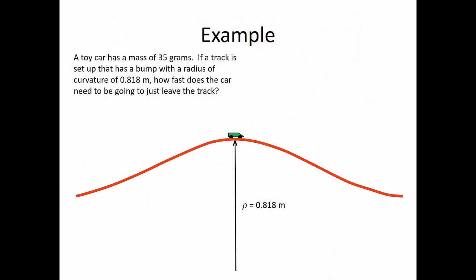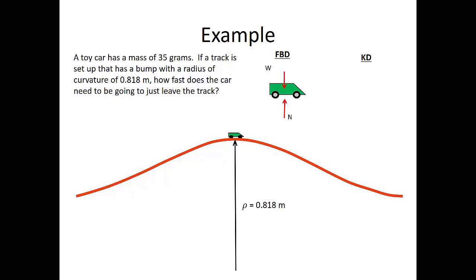Here's an example. We have a toy car that has a mass of 35 grams. If a track is set up that has a bump with a radius of curvature of 0.818 meters, how fast does the car need to be going to just leave the track? Well, let's start by drawing our free body diagram. Here's our car. If we neglect any air resistance or friction, then we have a weight associated with the car, and there's a normal force associated with the car as well.